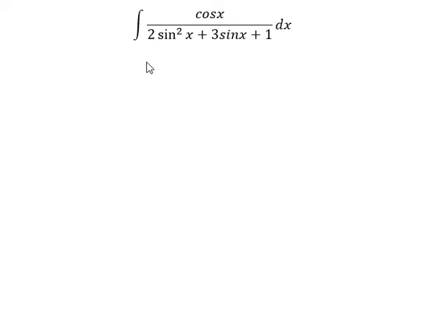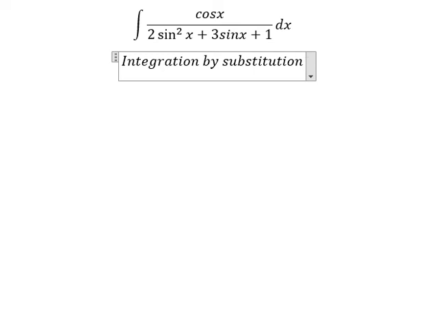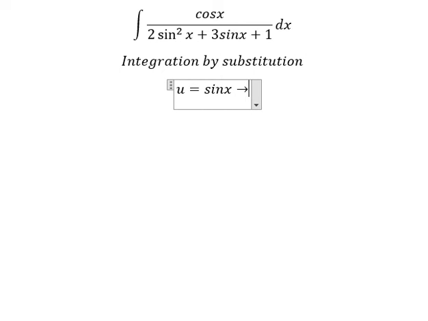So today I want to talk about calculus, the topic that is about integration. Now I want to show you how to answer. We can use integration by substitution. So I will put u equals sin x.